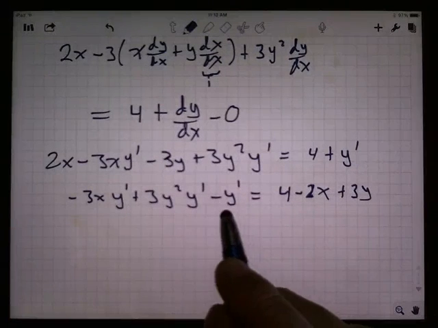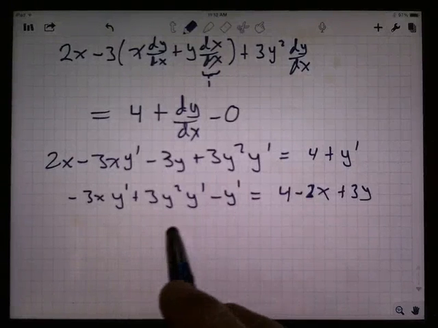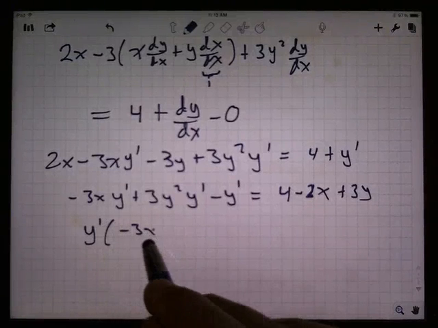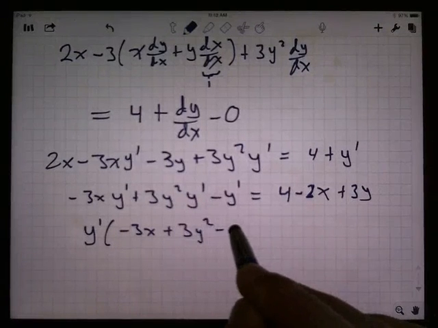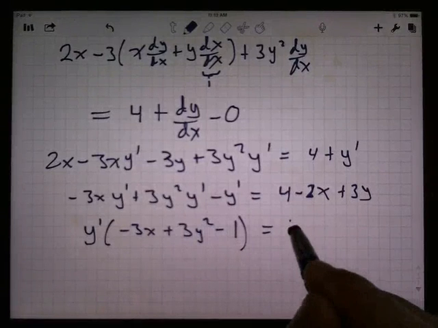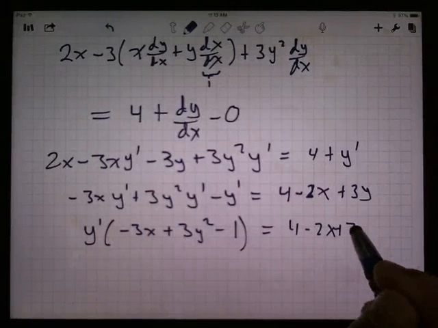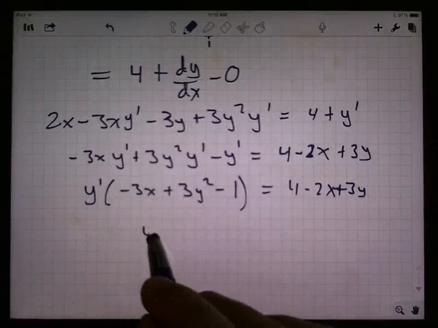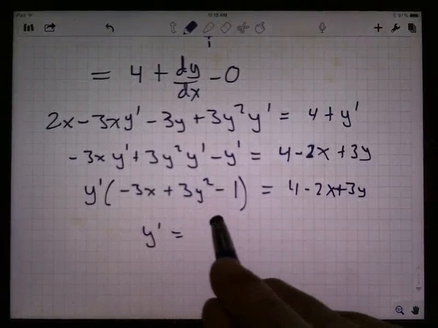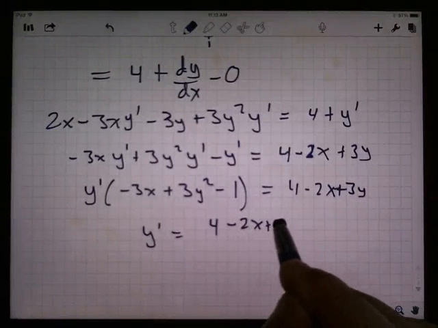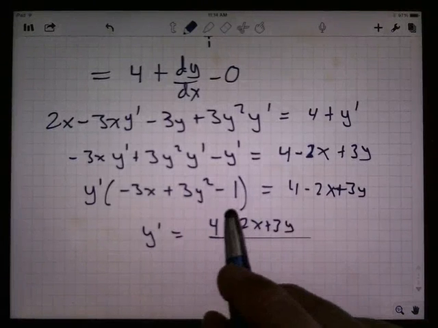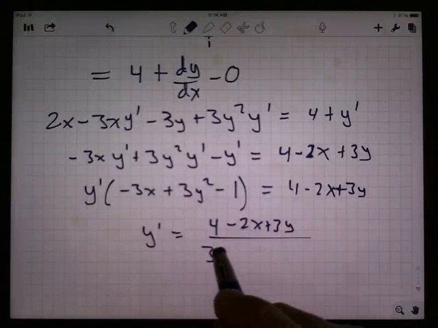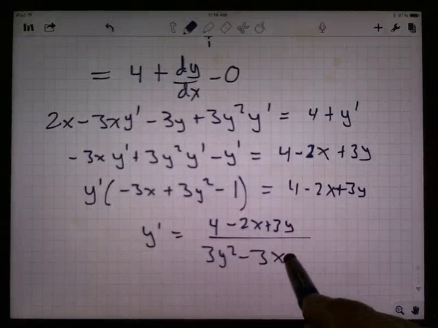And then everything on the left now has a factor of y prime in it, so factor it out. y prime times negative 3x plus 3y squared minus 1 equals 4 minus 2x plus 3y. And then you can divide by this to get y prime by itself. So I have y prime equals 4 minus 2x plus 3y divided by, I'm going to change the order just a little bit because I like to put the positive term out in front here, 3y squared minus 3x minus 1.